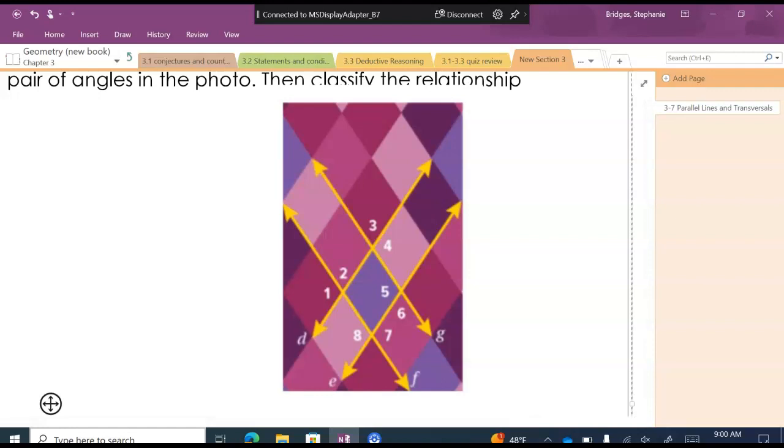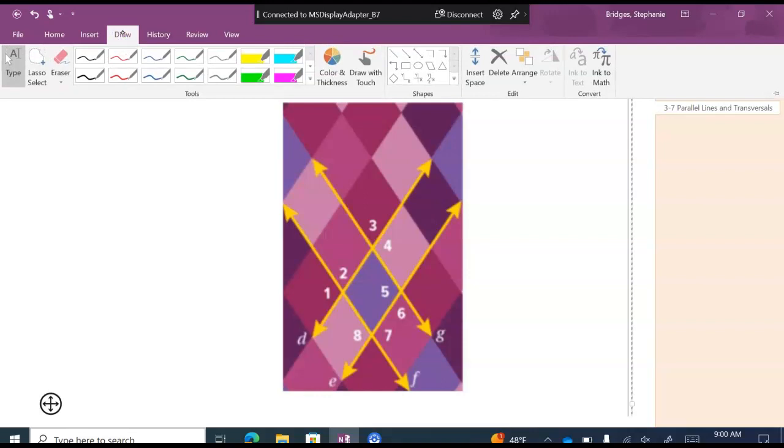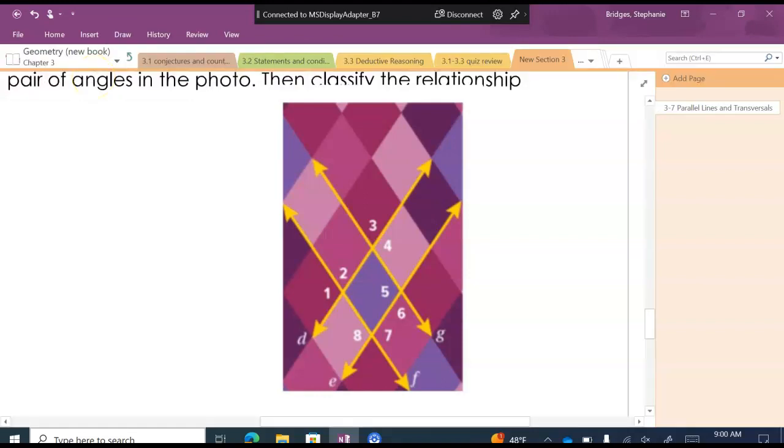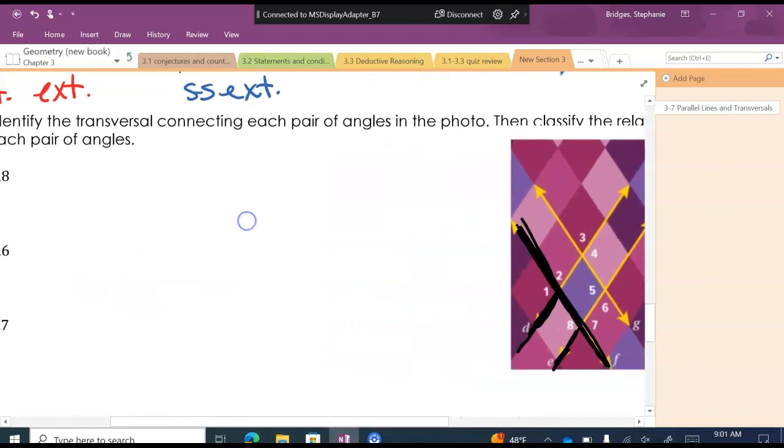Does everybody see angle 1 and angle 8 in your picture? Kind of hard to see there. So angle 1, can you see the black that's showing up on the TV? Is there. Okay. Angle 8 is there. What is the one line that touches both? F. That's my transversal. They each sit on two separate lines, D and E, but the one line that they share is line F. So F is going to be my transversal.